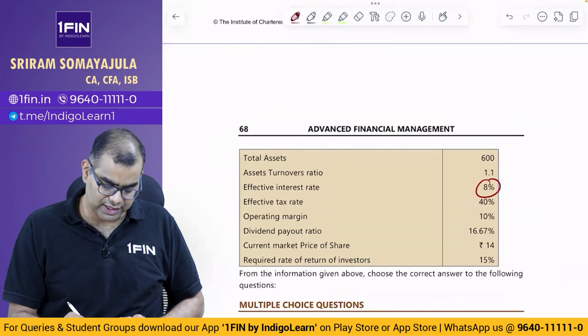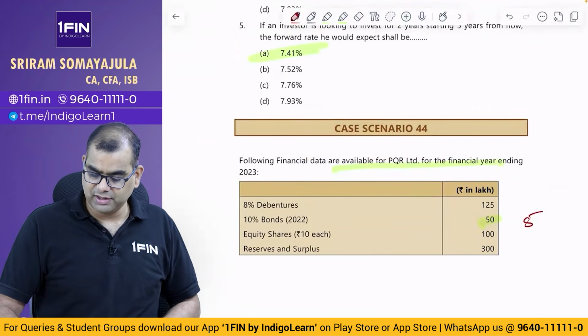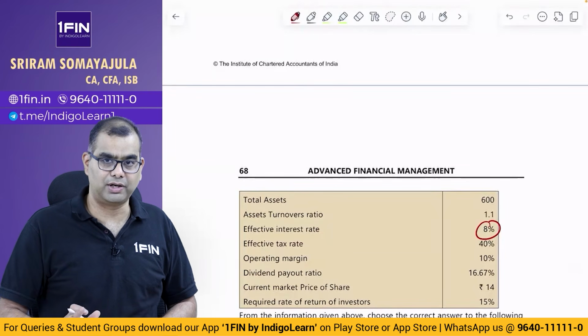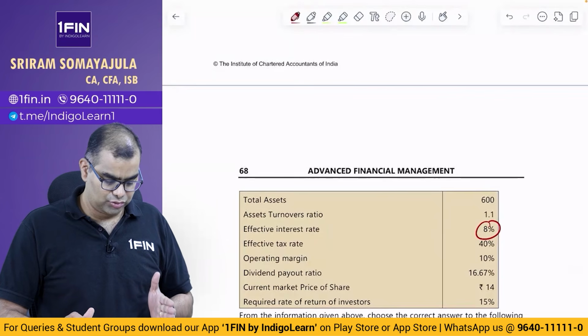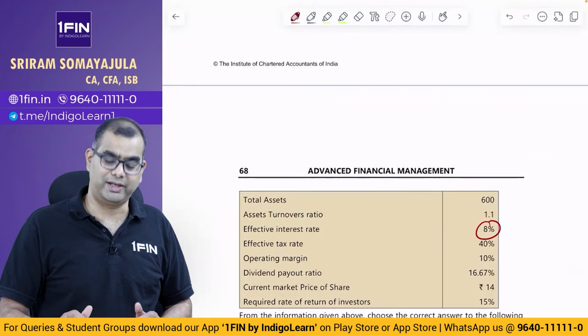Effective interest rate is only 8%. Effective interest rate of 8% on a 10% bond means it is 80% of 12. 12 into 0.8 is 9.6, so it is a 10 months bond. 10 months bond means that at March it is finishing 10 months, so it would have been issued in June 22.